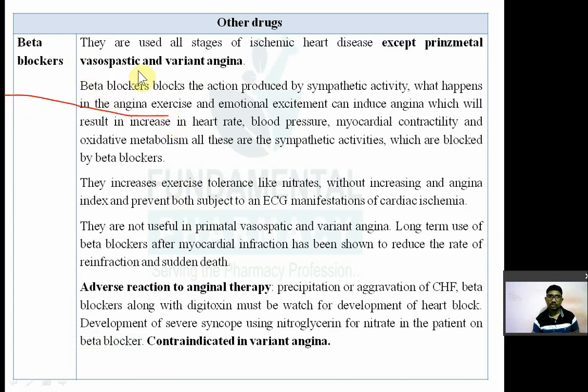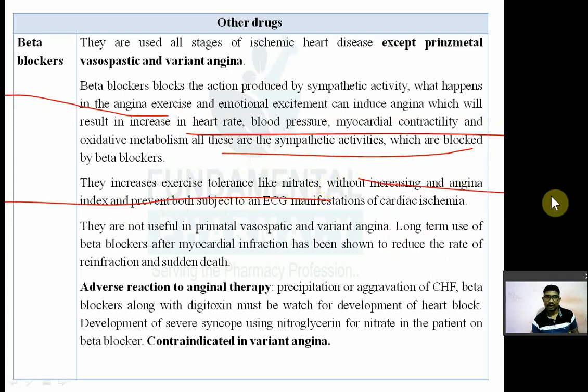So beta blockers block the actions produced by sympathetic activity. Now in angina, what happens? Exercise and emotional excitement can induce the angina, which will result in increased heart rate, blood pressure, myocardial contractility, and oxidative metabolism of myocardial tissue. All these are nothing but the sympathetic activity. Now, these all activities are blocked by beta blockers. So they increase the exercise tolerance like nitrate without increasing the anginal index and prevent both ECG manifestation and cardiac ischemia.